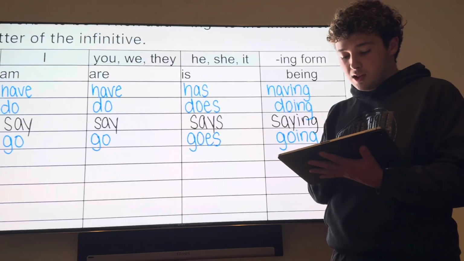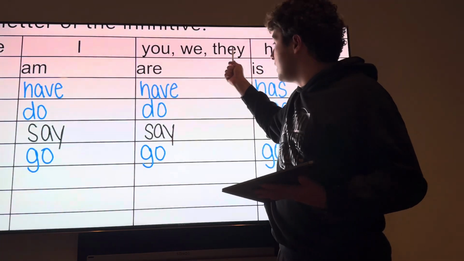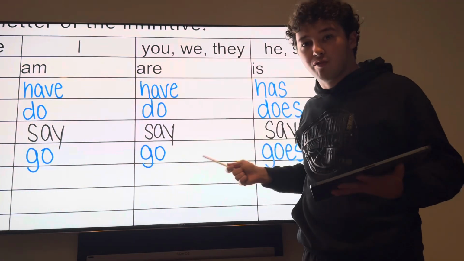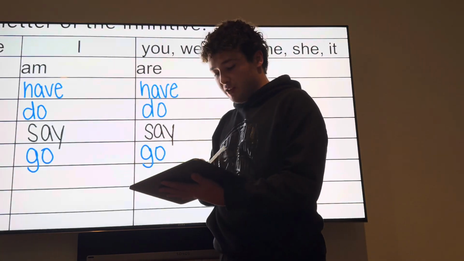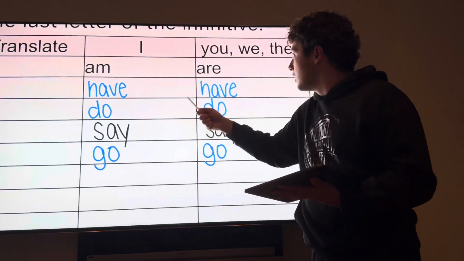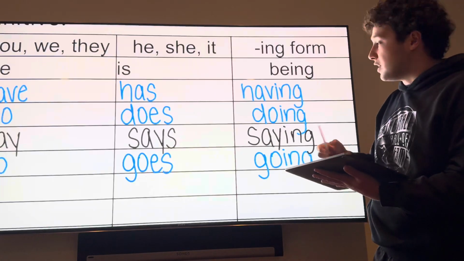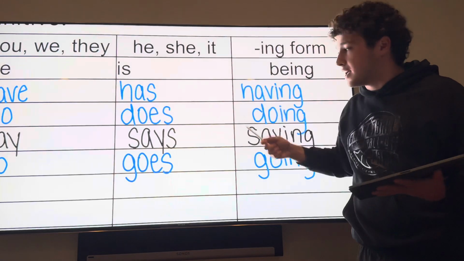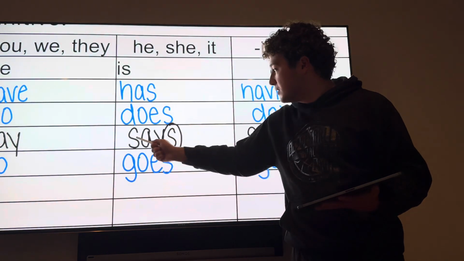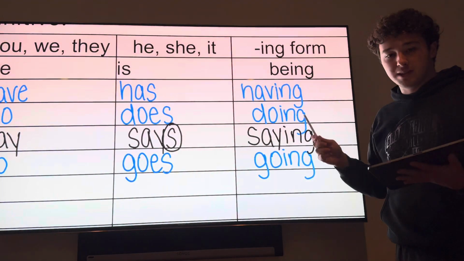Now, this is the regular conjugation. Normally, the verbs will look like this, where they'll have I, you, we, and they will have a similar or identical form to the infinitive. So the infinitive here, say, becomes I say, you, we, and they say, and then often the he, she, and it tense adds the S. It adds this S. So it would become says, says, says. And then here would be saying.